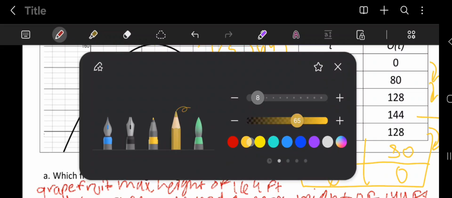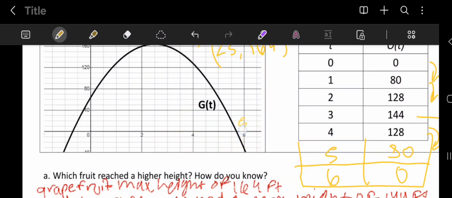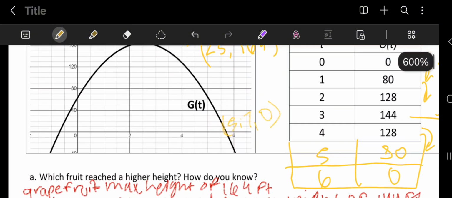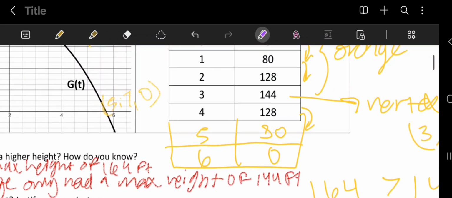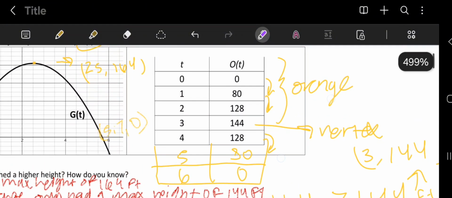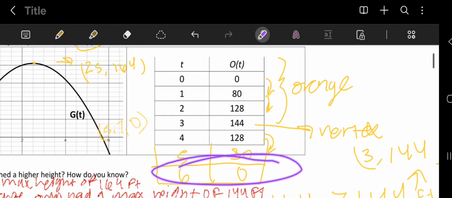Sorry, let me just change my color. I would say this point is about 5.7, 0, because that is when it hits the ground. And then thankfully, since we filled in our table earlier, we are actually able to see this really quickly. So when y is equal to 0, it had been 6 seconds since it launched.